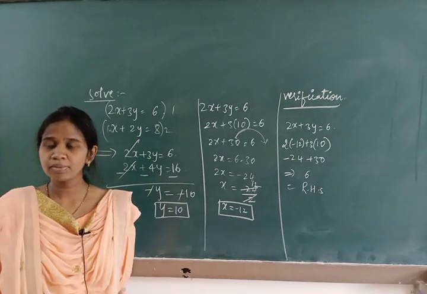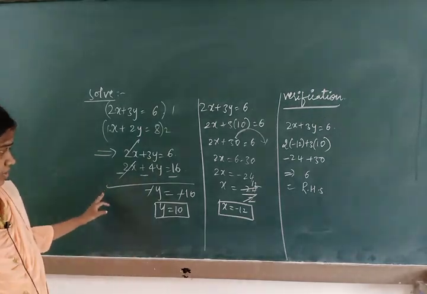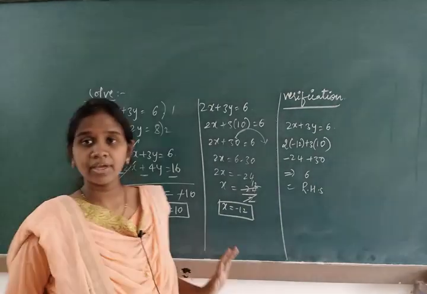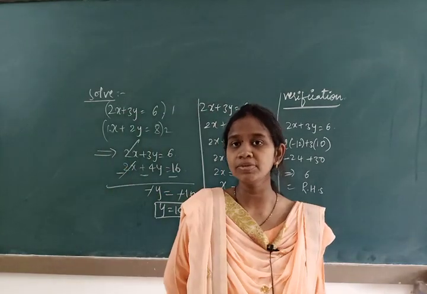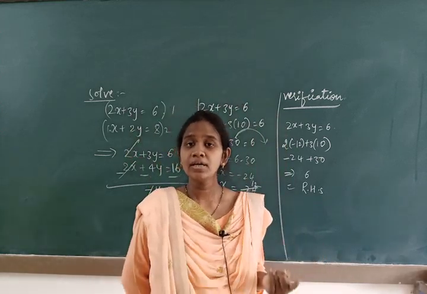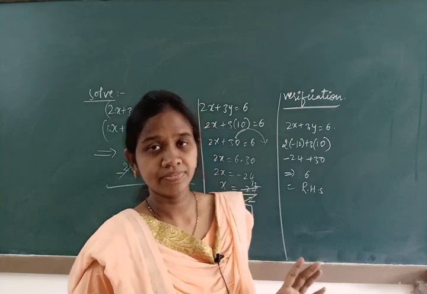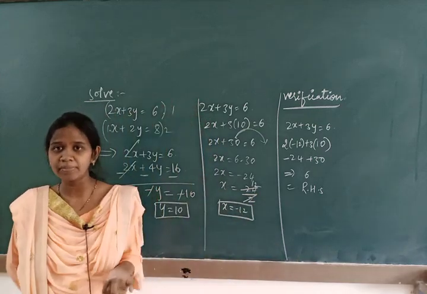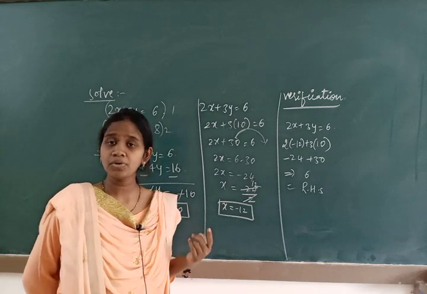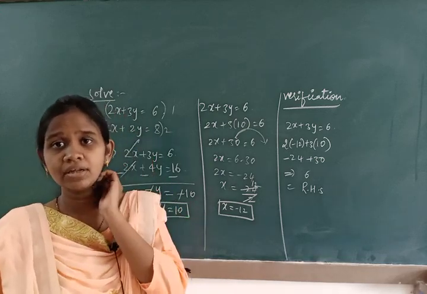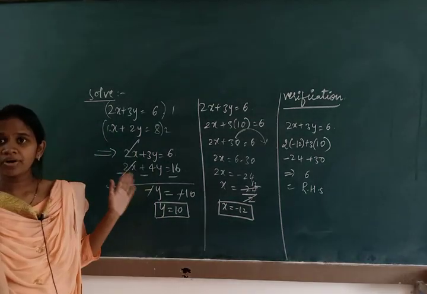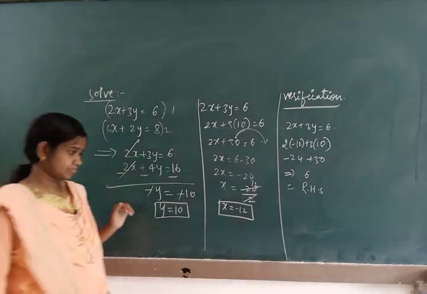So, I will take 2-3 problems. Why am I taking these problems? This type of problems we are going to face in our second PUC linear programming problems. Whereas in the first PUC we are going to face one more chapter, that is linear inequality. Because of that we must be perfect in how to solve the problems.